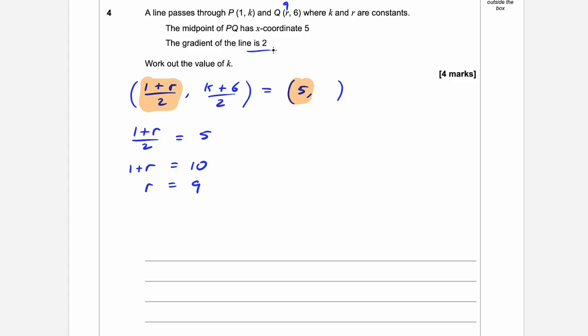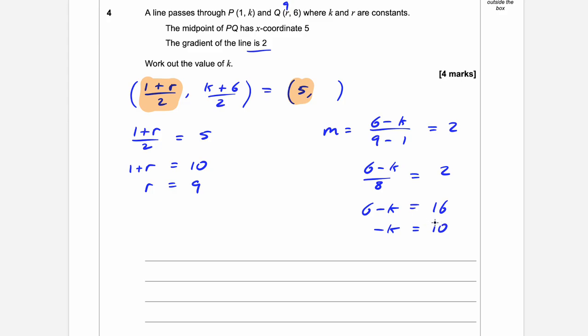Next bit of information they give us is the gradient. So gradient m is equal to y2 minus y1, that is 6 minus k, over x2 minus x1, 9 minus 1. And this is equal to 2 because it says the gradient is 2. Okay, so 6 minus k over 8 equals 2. 6 minus k equals 8 times 2, which is 16, minus k is equal to 10, which means k is equal to negative 10. And that's what it was asking for. What's the value of k? So negative 10.